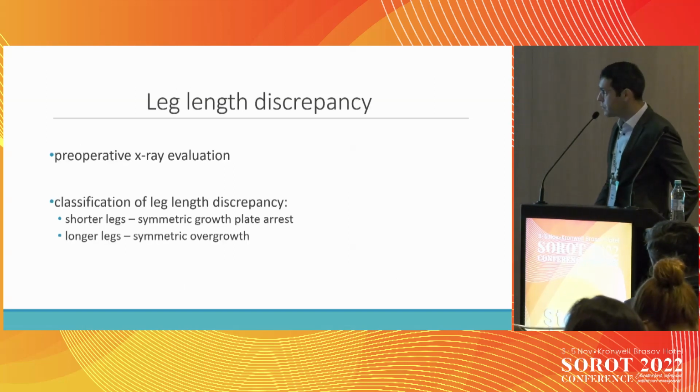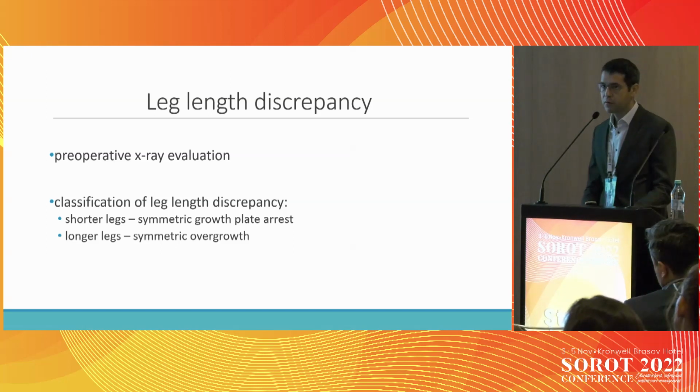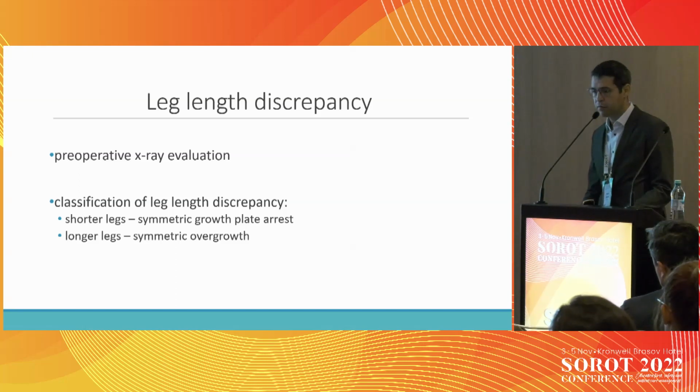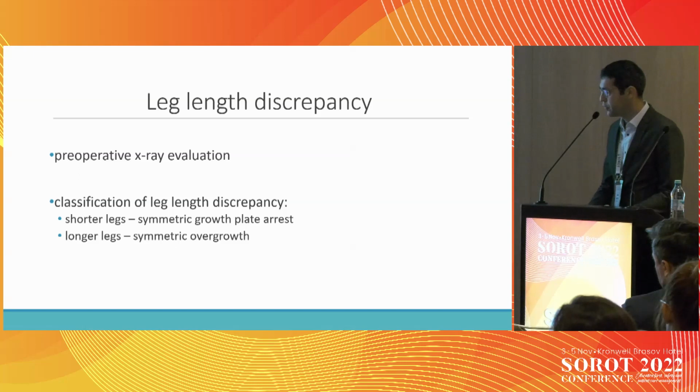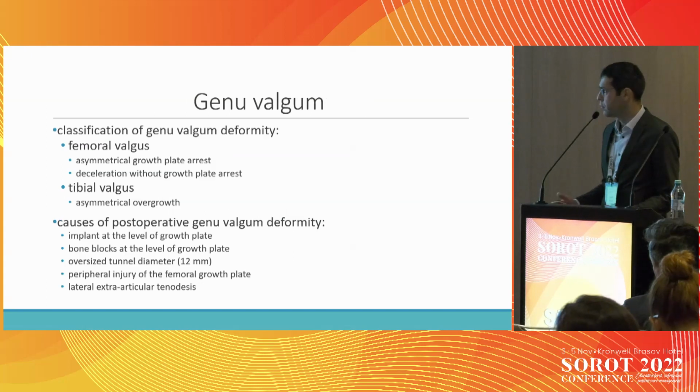And now let's talk a little bit about leg length discrepancy. As I put on this slide, it's very important to think about doing an exhaustive X-ray examination before the surgery, as it is important to know if this kind of leg length discrepancy was present before the surgery, or if it is determined by the surgical procedure. And we may have shorter legs when there is a growth plate arrest, or we may have longer legs in case of symmetric overgrowth.